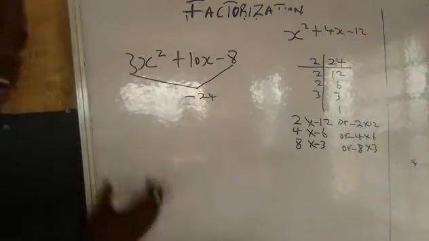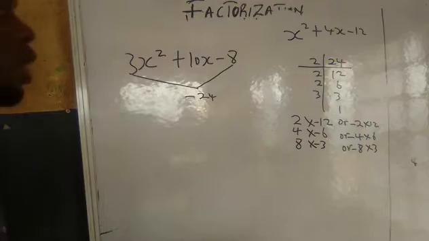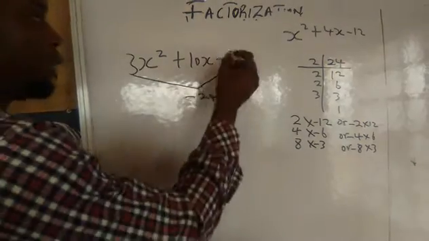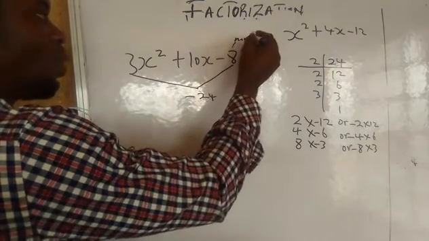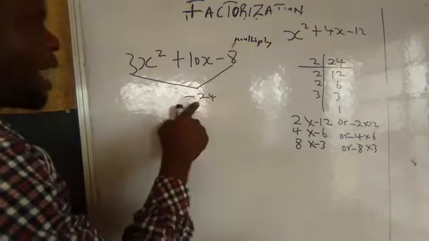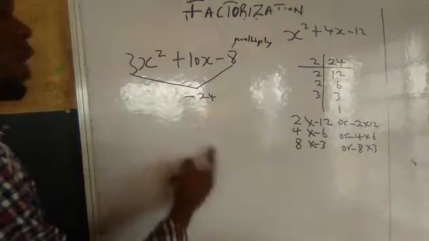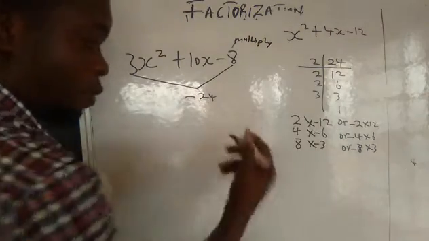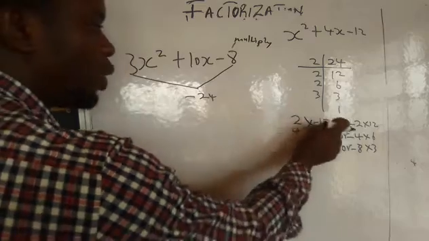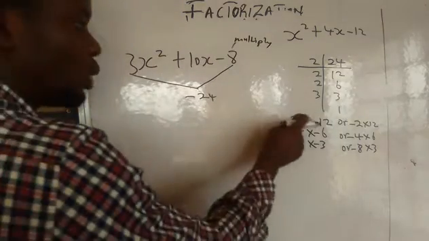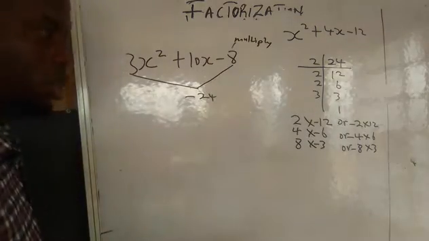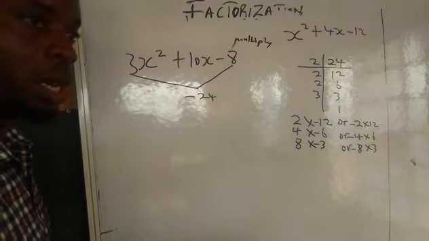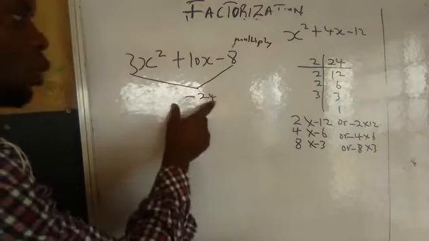Let's now choose the numbers. When we multiply them, they are going to give us minus 24. Then when we add them, they are going to give us plus 10. If you try the first one, I'll be very fast in this. 2 times minus 12 is going to give us minus 24. But 2 plus minus 12 will give us what? It will give us minus 10. So this is not what we are looking for.